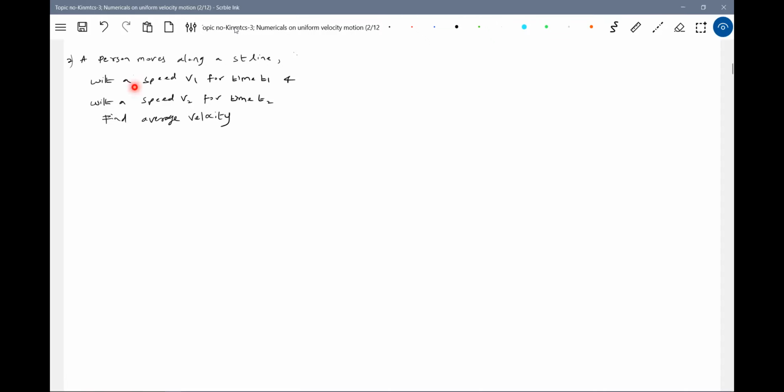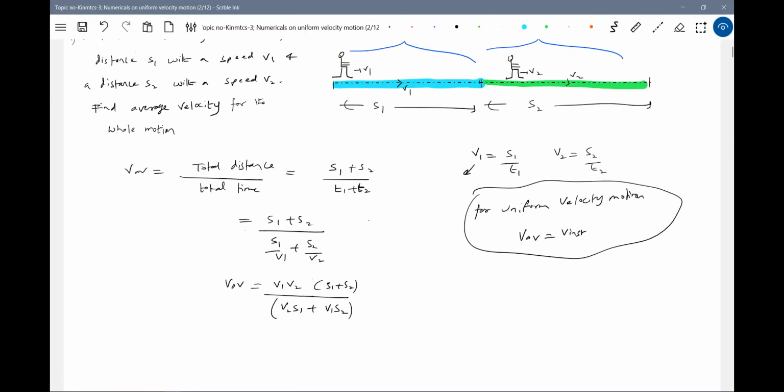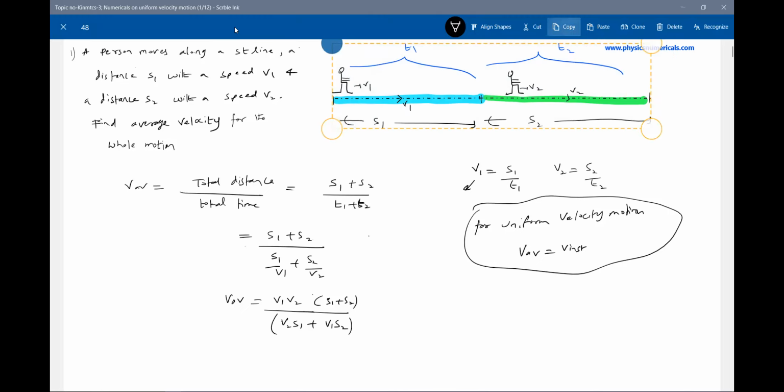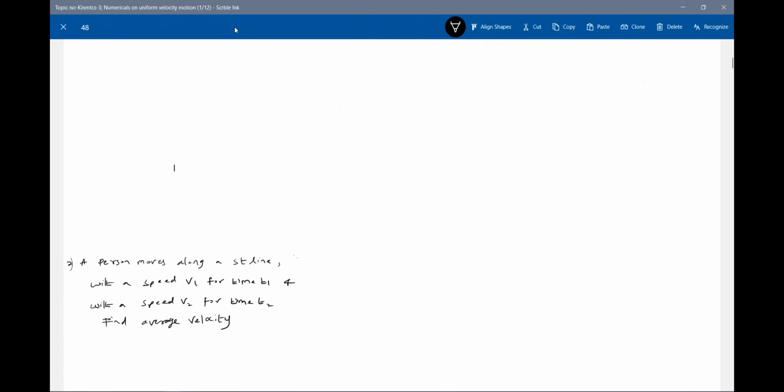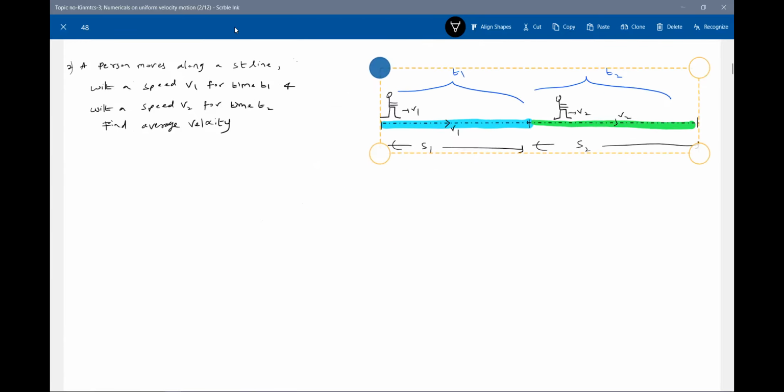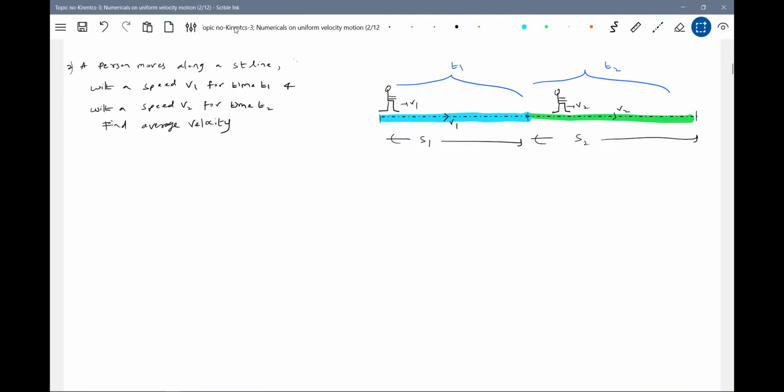With a speed v1 for time t1 and with a speed v2 for time t2, find average velocity. I think the same set of diagram is there. Everything is the same. The only thing is, what are the known things? V1 and T1 are known. S1, S2 are unknown. So what is average velocity again?